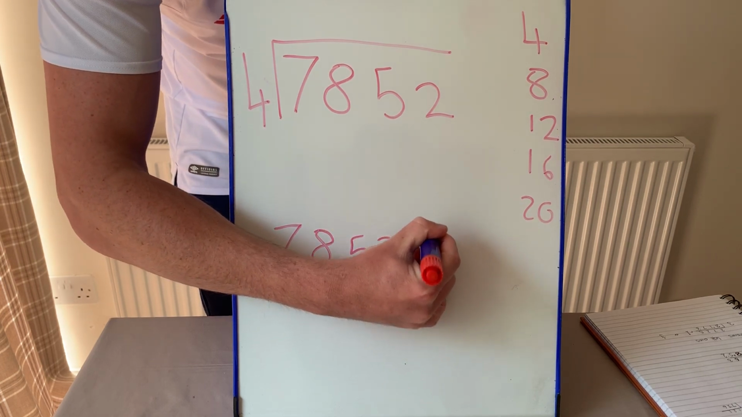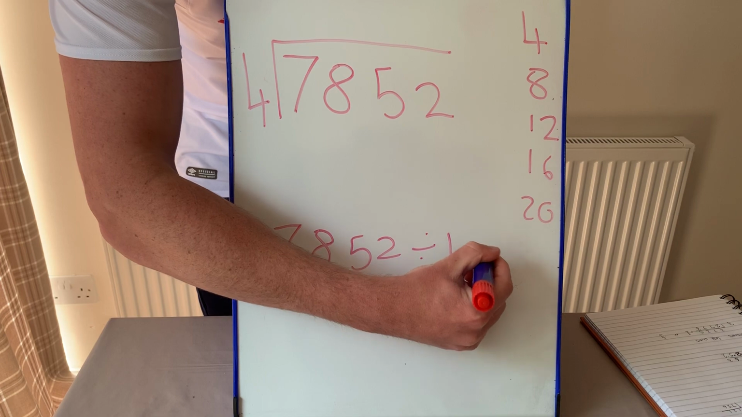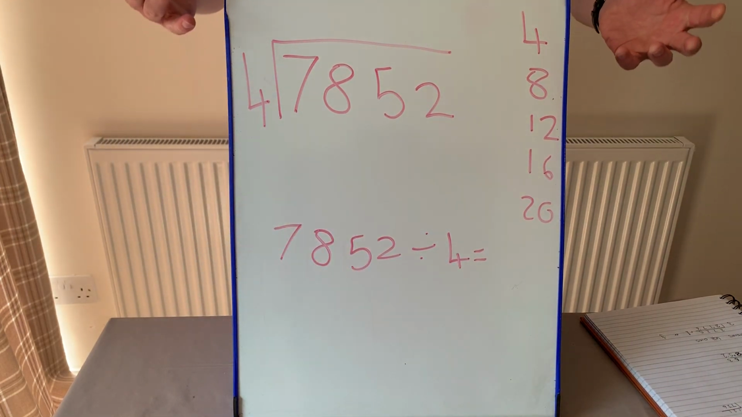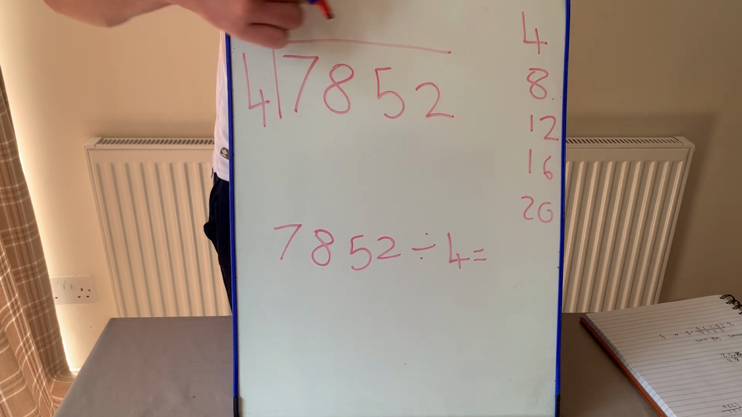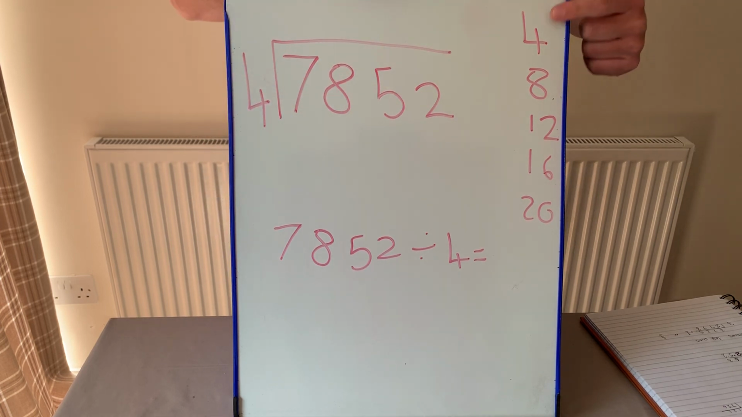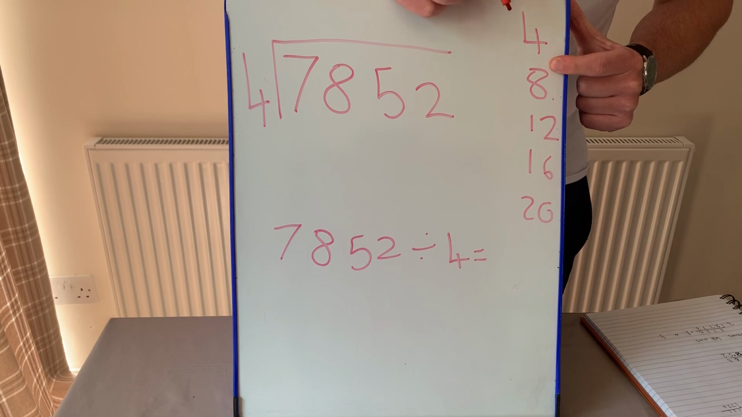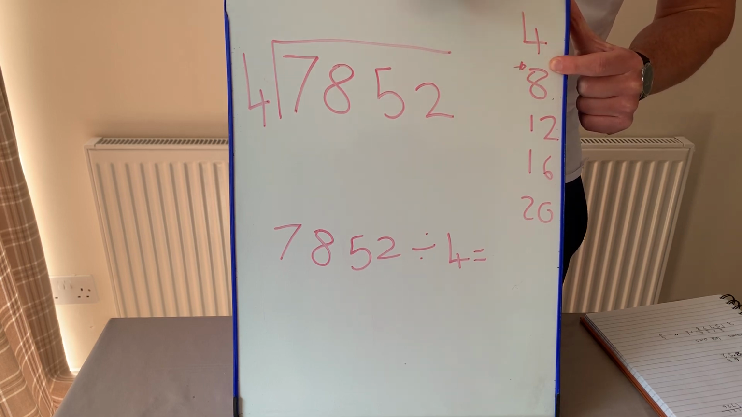7,852 divided by 4 equals, I don't know the answer, I'm not that clever. So we're going to have to work it out. How many 4s can I get into 7,000s? Now 7 is bigger than 4, but it's not quite big enough for 8. So I'm going to draw my arrow there because that's where I know it will go.